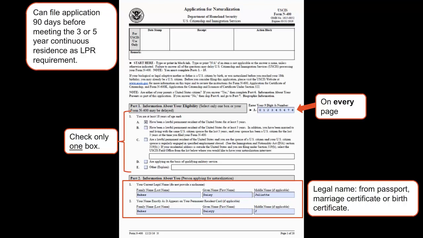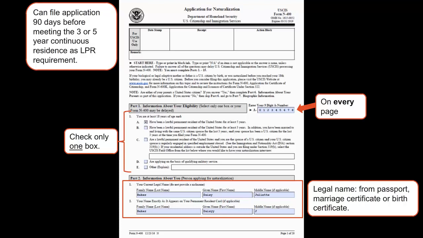Part 2 asks information about the applicant's name. The legal name usually refers to a name from a passport, the most recent marriage certificate, or a birth certificate. Do not rely on the green card, driver's license, or social security card, as those can often contain spelling errors or abbreviated names.